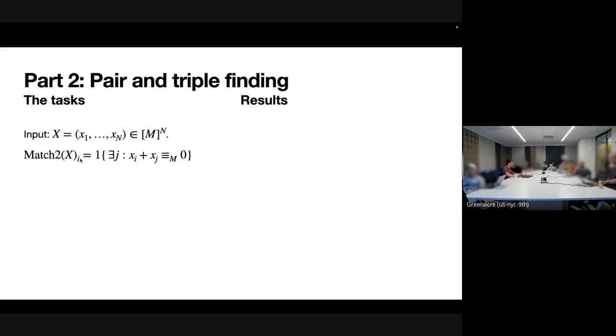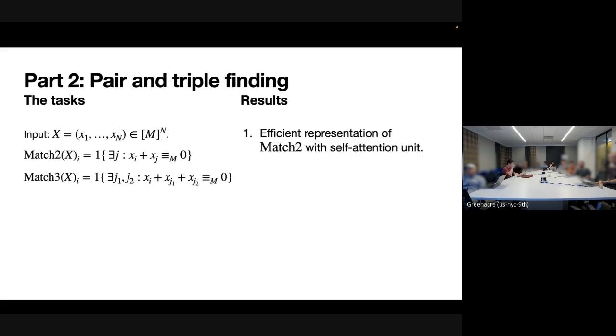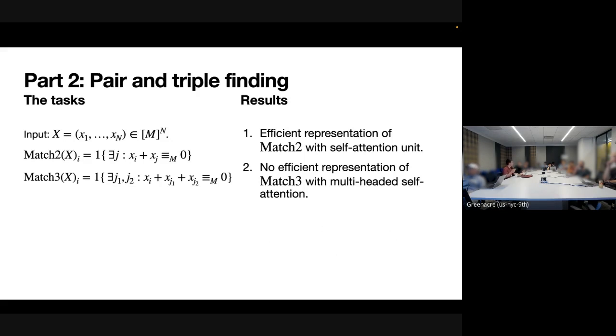So for instance, the ith element of the output is 1 if there exists some other j such that xi plus xj is 0 mod m, and if not, then it's 0. And then match 3 is basically the same thing, except that now we're asking, are there 2 other elements such that all 3 of us add up to 0? So in here, we have a way of separating between these 2. There's an easy way of representing match 2 with a single unit of self-attention. But we can't efficiently do match 3, even with a single layer, even if the layer is very wide.